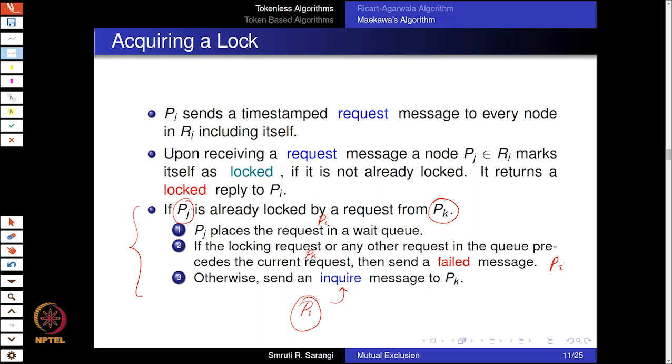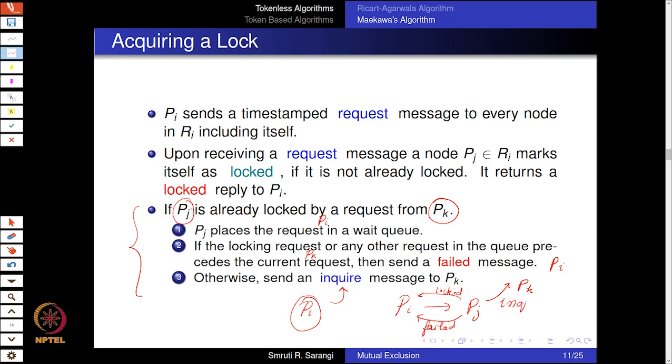Alright, so what is the key idea? The key idea is that from the point of view of pj, which is getting a request from pi, if it is unlocked, no problem, it will send a locked message. If it is locked, then it will see what is the priority of the request from pi vis-a-vis the other messages it has. If it has a lower timestamp, then it clearly means that it's a high priority message, so it sends an inquire message to pk which has locked it to ask what has happened. If that is not the case, then it sends a failed message to pi basically telling it that, look, I was not able to lock.